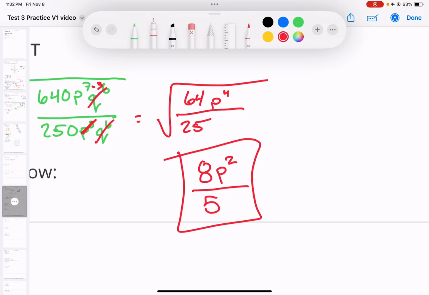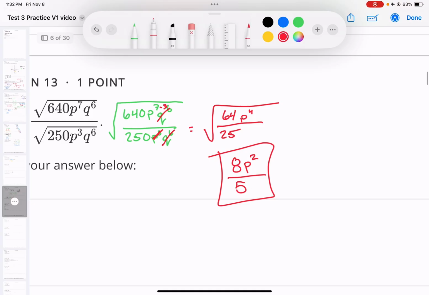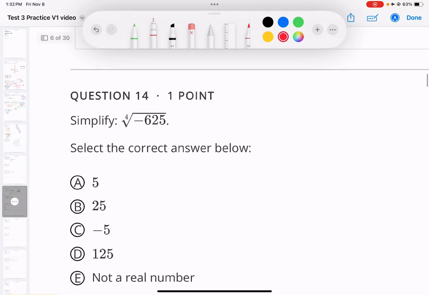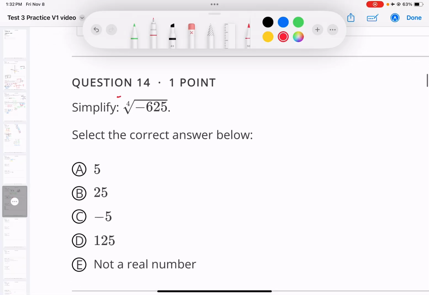There are multiple ways to solve that one. If you wanted to take them individually, kind of work it down, you'd come up with the same answer. I think that's the easiest way, is simplify first and then take the square root. Okay. This one, because this is even, I can't take the even root of a negative number unless I want to get into complex numbers or imaginaries. So this one is just not a real number.